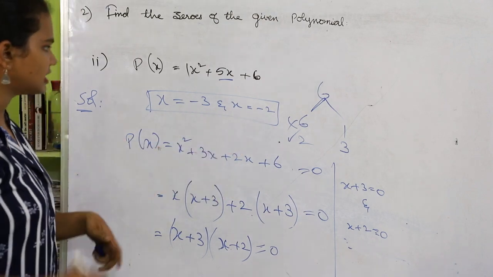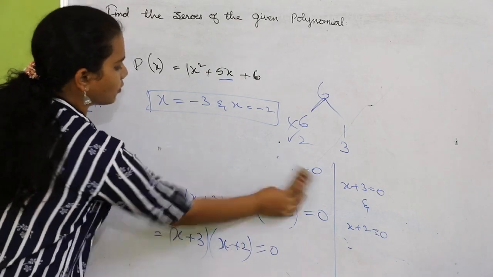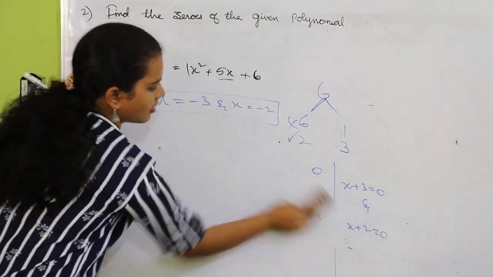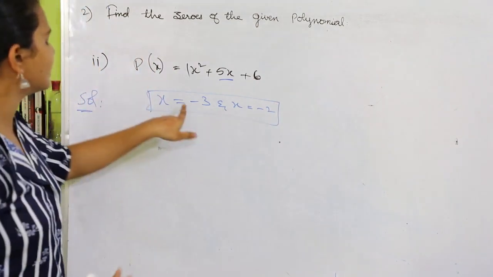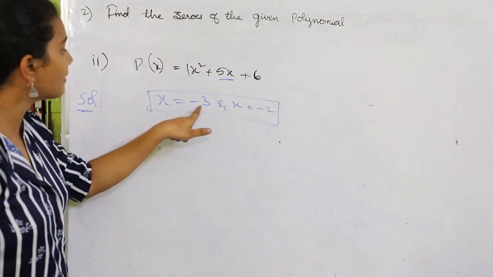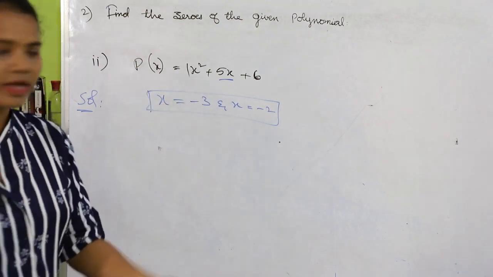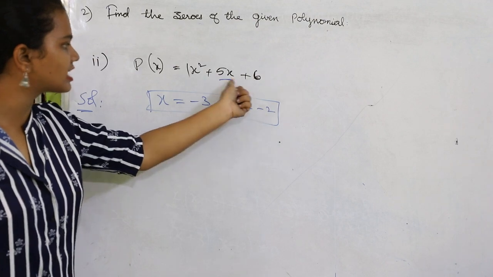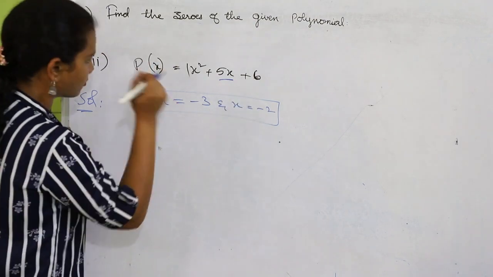If you want to justify this, you try to substitute. If I wanted to prove this, just write here: I would like to prove. Because for the zeros of the polynomial, if I place minus 3 in the x place, then you will get 0. If I place minus 2 in the x place, then you will definitely get 0 as the answer. So I will try to prove it over here.